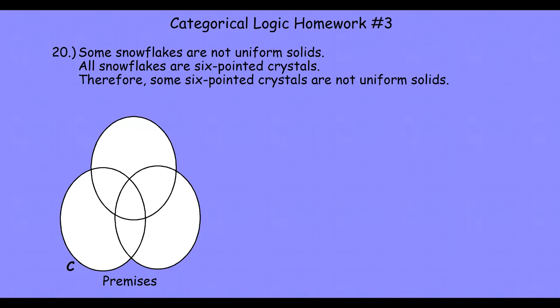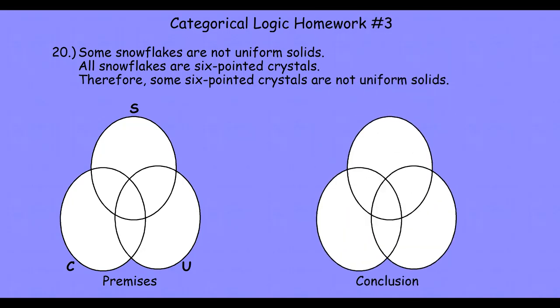In this case, our minor term is six-pointed crystals, so I use C. Our major term is uniform solids, so I'll use U. Our middle, or emerging, term, the one that's in both premises, always goes in the circle on the top, as so. Then we need to draw a conclusion diagram.